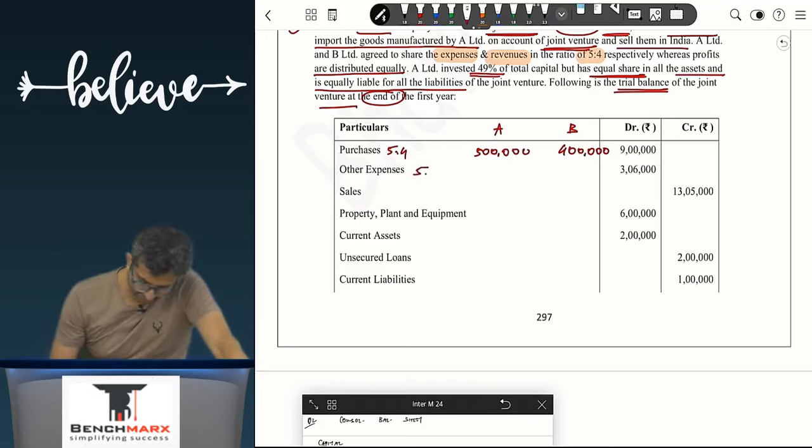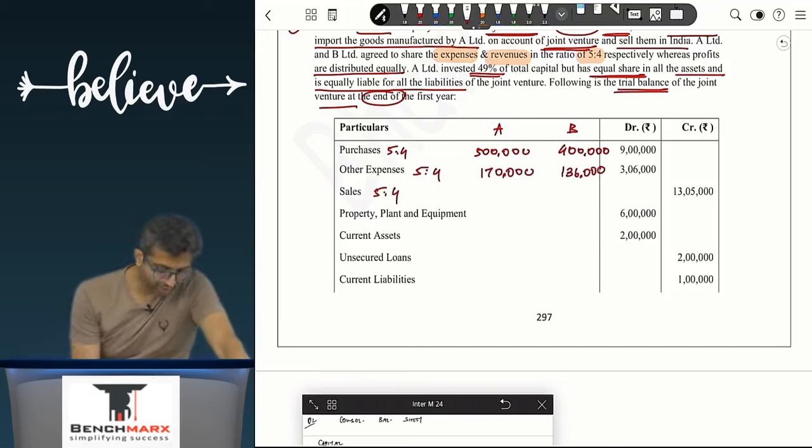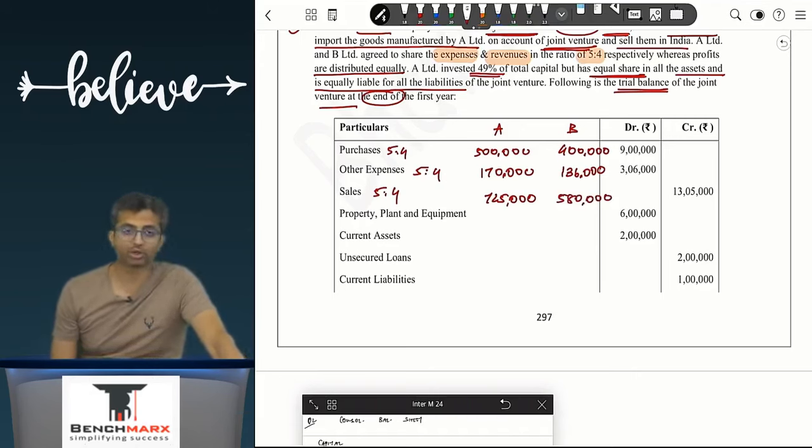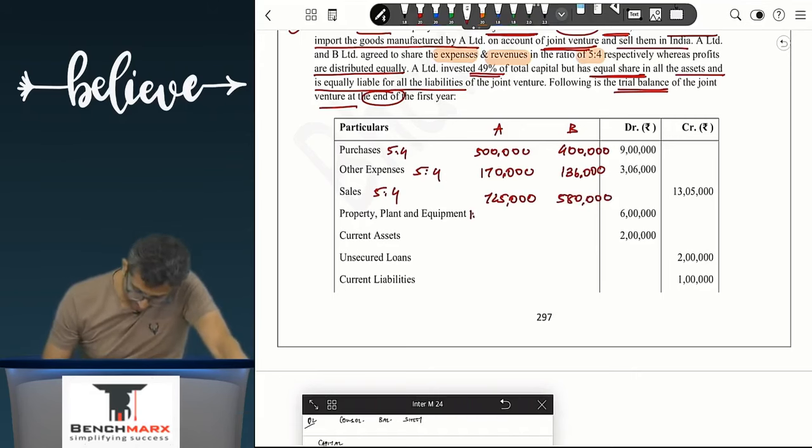1,70,000, again this is 5:4, 1,70,000, and 136. Sales, again 5:4, 5,80,000. PP, sure, not 5:4? No. Not 49:51? No. This will be equally 1:1. So this is 3 and 3.